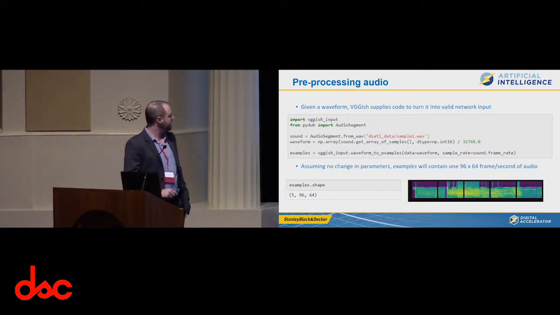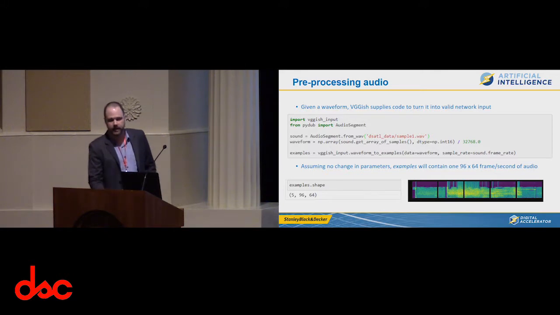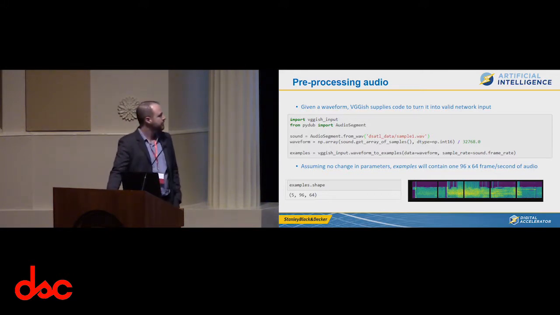And assuming we don't change any of the parameters, we get 1 frame per second of audio. So if you look down here, these 5 frames that we have, when put together, are the entire MEL spectrogram of the sound that we are trying to classify.